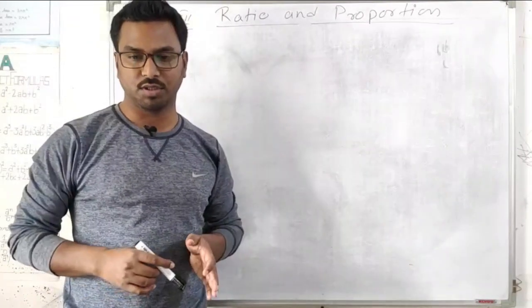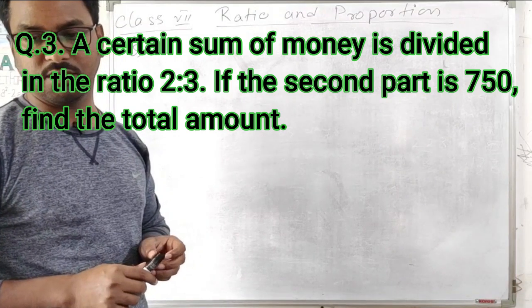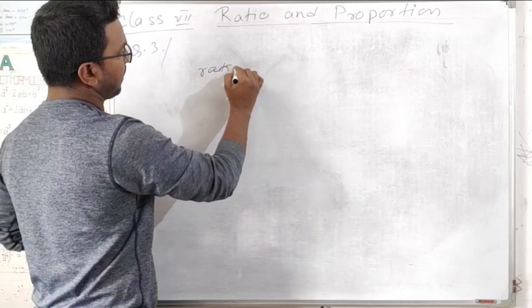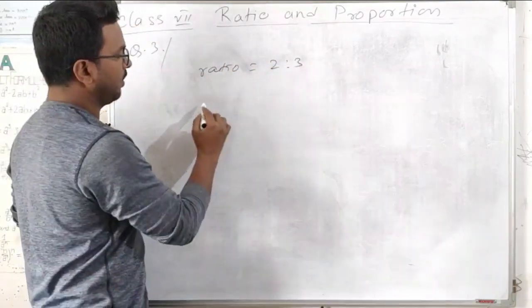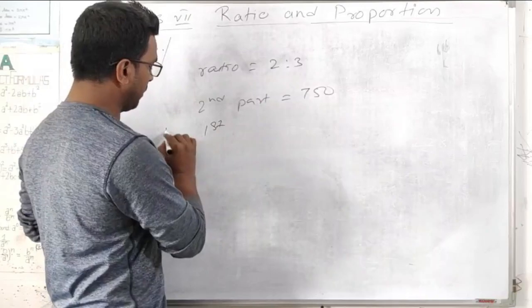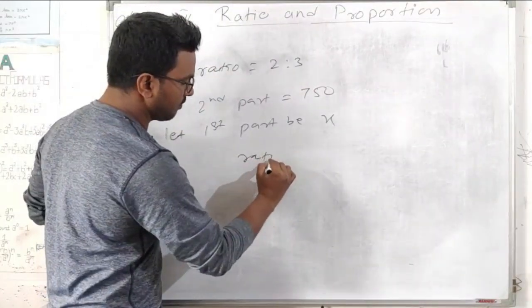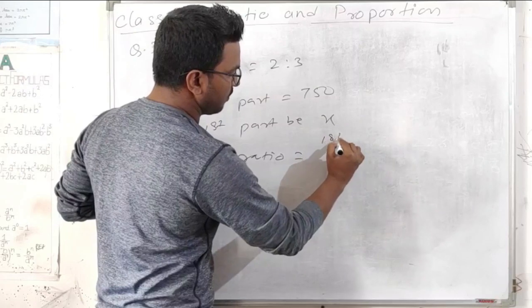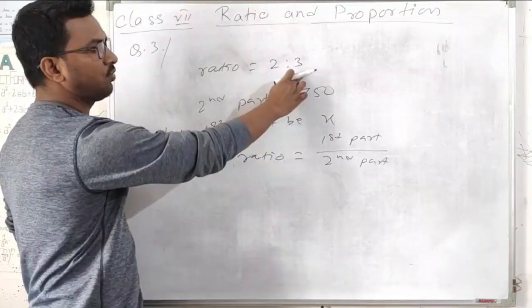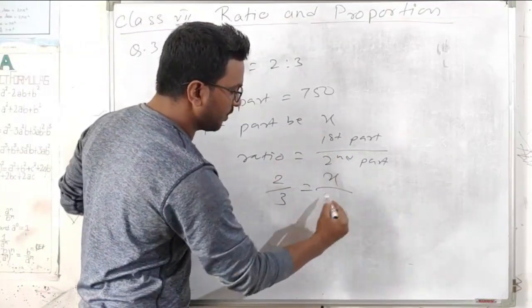So our next question is, a certain amount of money is divided in the ratio 2:3. If the second part is 750, find the total amount. Okay, so the ratio is given 2:3 and the second part is given 750. We don't know the first part, so let the first part be x. So as we know, the ratio of first part by second part is 2/3, so we can write 2/3 like this. First part we have taken x, second part is 750.